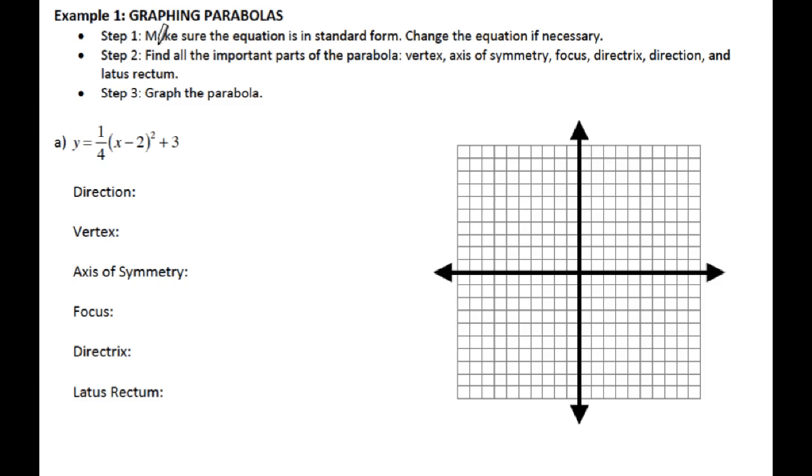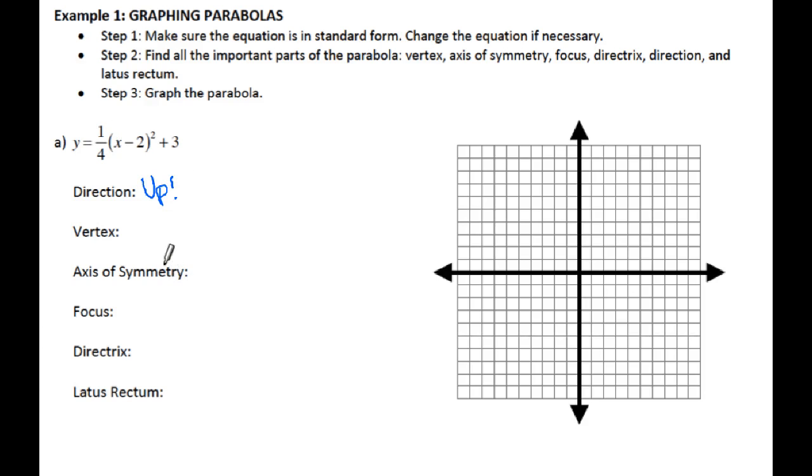So your first step is to make sure the equation is in standard form. Change the equation if it's necessary. This is already in standard form because we have our y by itself and we have our quantity squared. So we can first start by figuring out the direction. This parabola is a y equals, which means it's going to be opening up or down. In this case, since my a, the number in front of my parenthesis, is positive, it is going to be opening up.